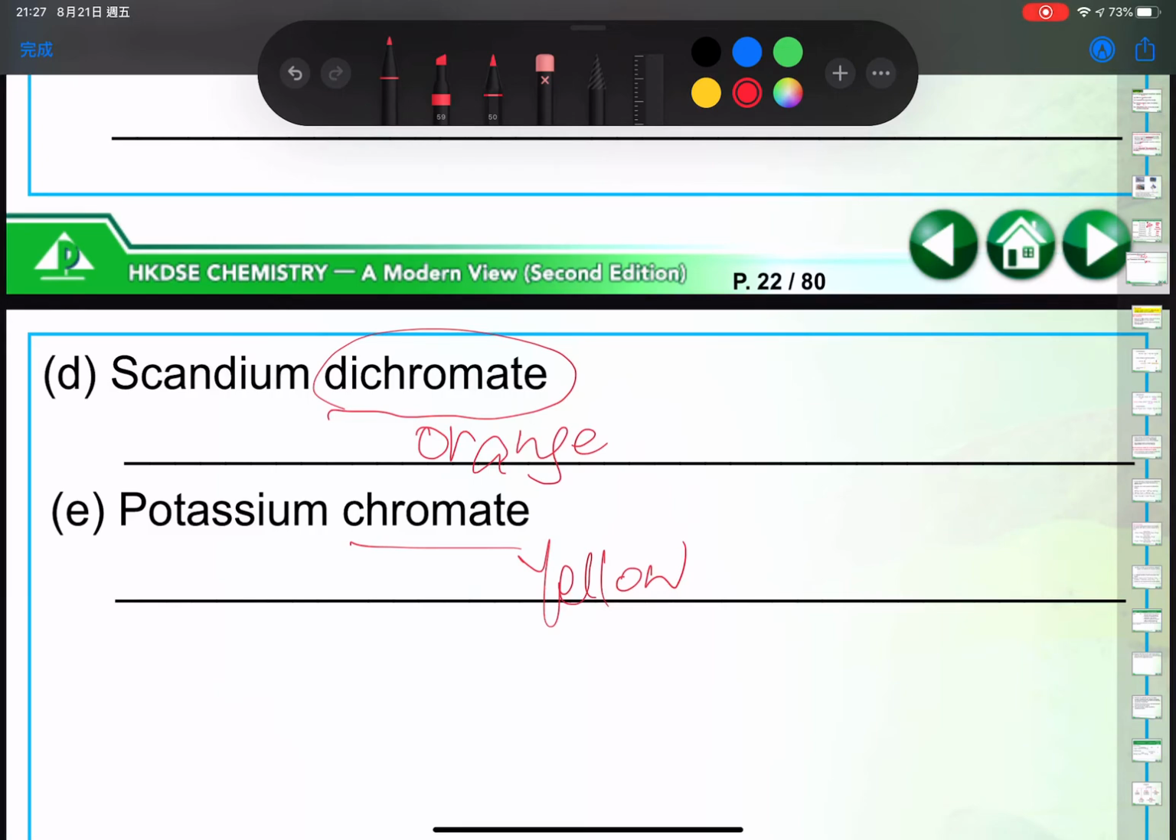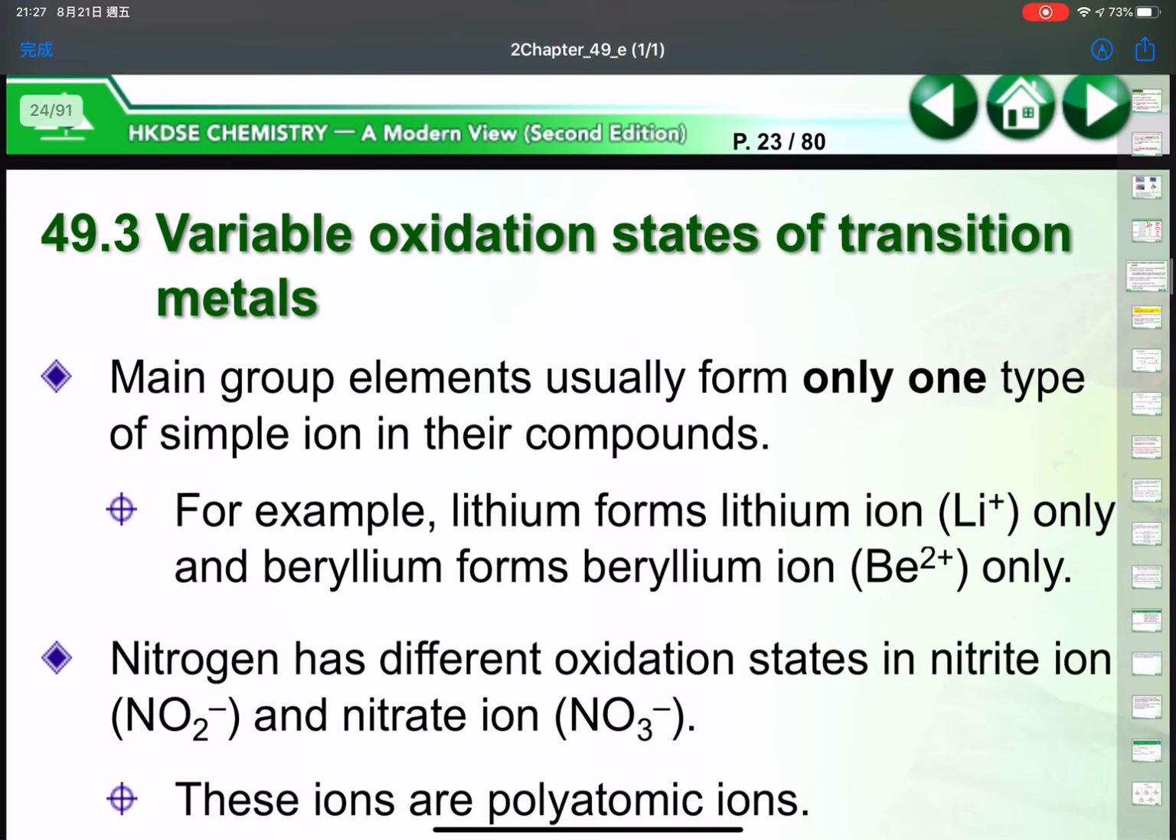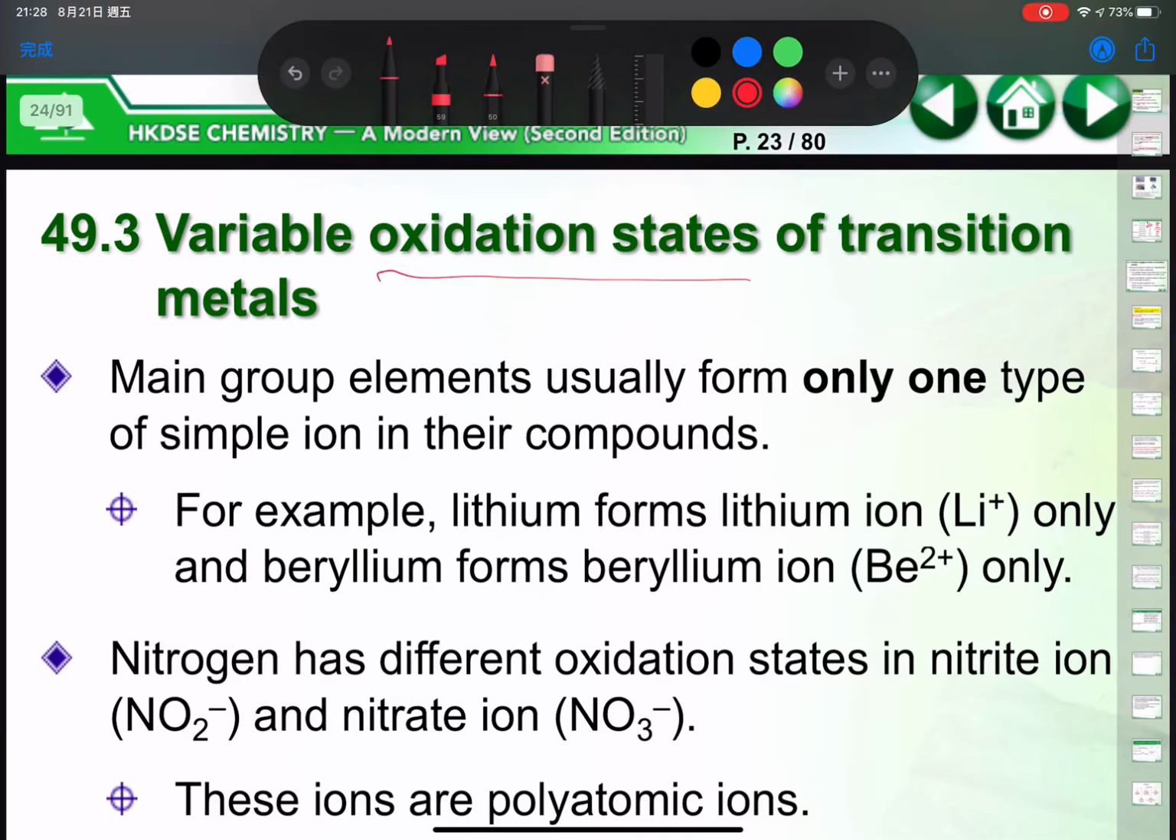You need to memorize it. Oh, you need to memorize the color, and also they have a variable oxidation state. Now, for main group, they're only one. Okay, so that's why we can put them in group 1, group 2. Group 1 is positive 1, group 2 is positive 2, group 3 positive 3.